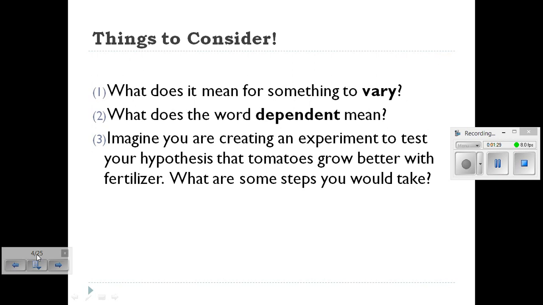What does it mean for something to vary? Think about this. What does the word dependent mean? Think about that. Now, imagine you are creating an experiment to test your hypothesis that tomatoes grow better with fertilizer. Think of some steps that you would take as you're preparing for this experiment.